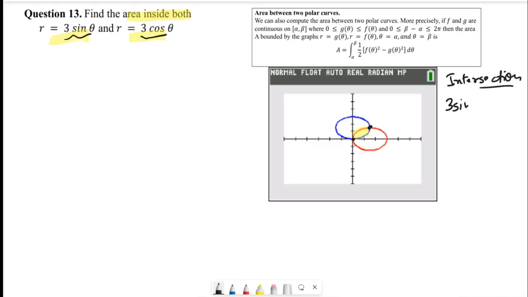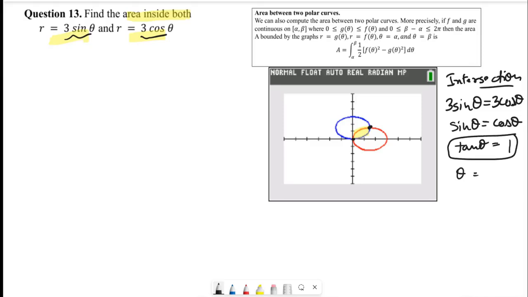So 3 sine theta is equal to 3 cosine theta. 3 can divide both sides. So basically sine theta is equal to cosine theta. Tangent theta, if you divide by cosine theta on both sides, we will get tangent theta is 1. When is tangent theta 1? Theta is pi/4. Okay. So they are intersecting each other at pi/4. So we need to find our area here. 0 is this line, pi/4 is this line.